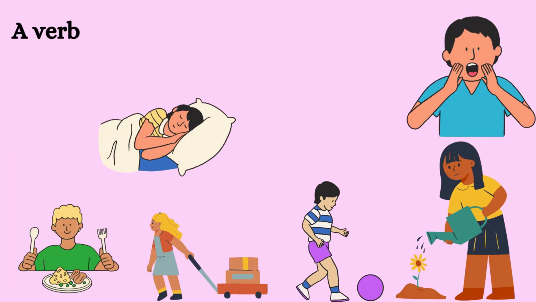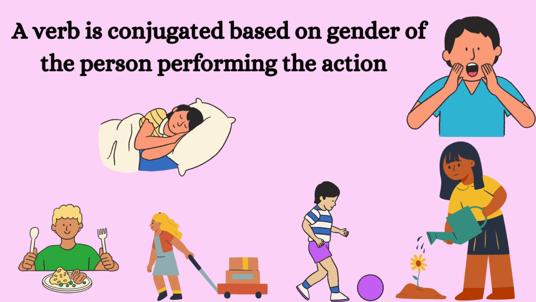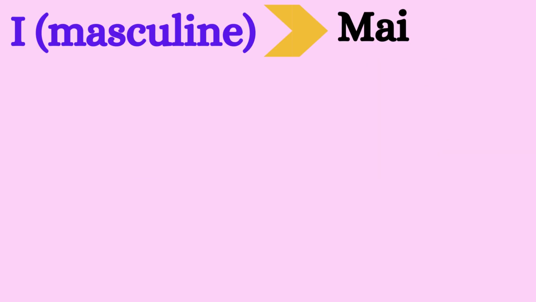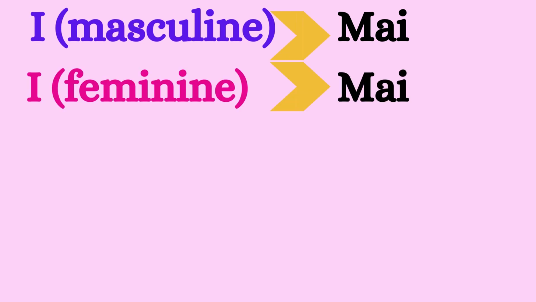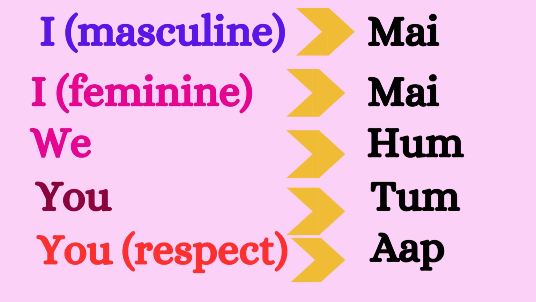Therefore, friends, in Hindi, conjugation always happens in respect to the pronoun or the gender of the person about whom we are talking. So, I masculine is मैं, I feminine is also मैं, we is hum, you is tum, and you respectful, that is when you're talking to somebody who's elder to you, becomes aap.